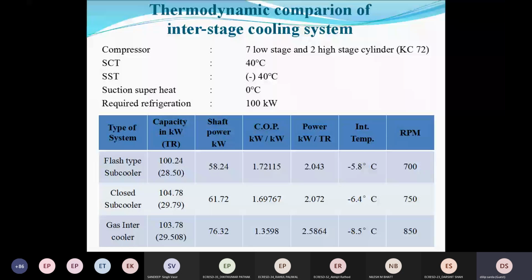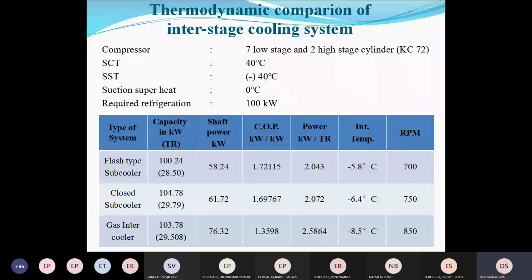And we have considered saturated condensing temperature of 40 degrees centigrade, saturated suction temperature of minus 40 degrees centigrade, suction superheat 0. Because we are working with a flooded system, there is no superheat. In ammonia, most of the ammonia plants work with a flooded system, so there is no superheat.